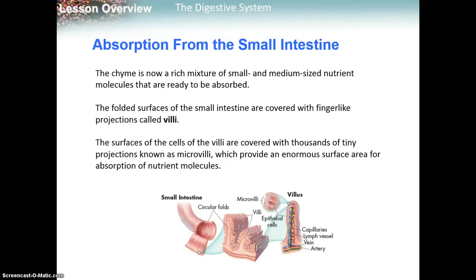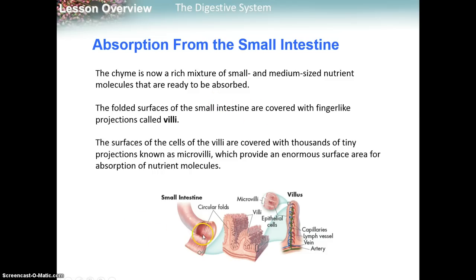So when you're looking at absorption in the small intestine, the chyme now is nicely digested, a rich mixture of small and medium-sized nutrient molecules that are ready to be absorbed. They're at a small enough size now that they can be absorbed and pass through the wall of your small intestine.